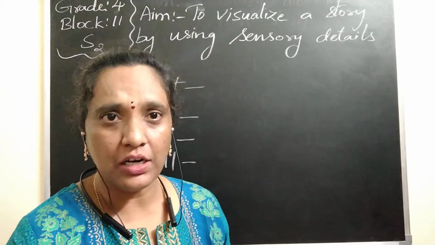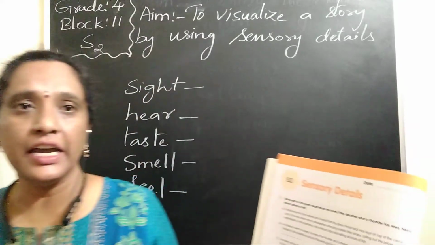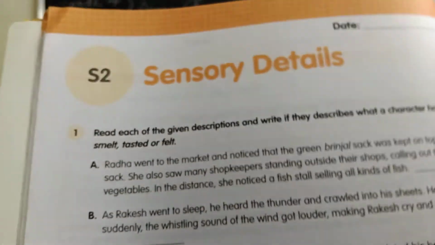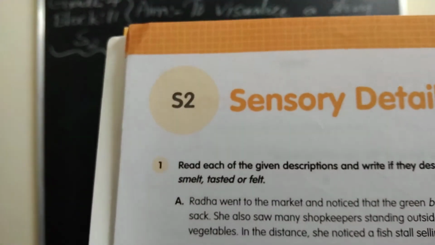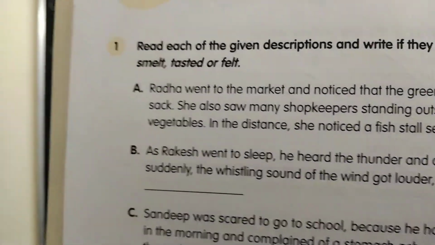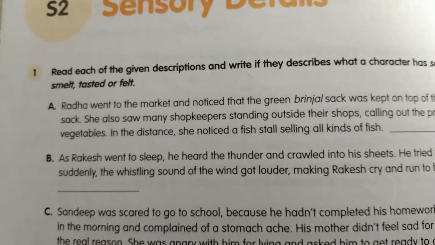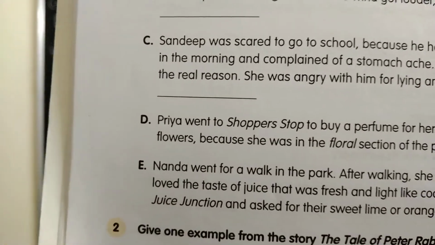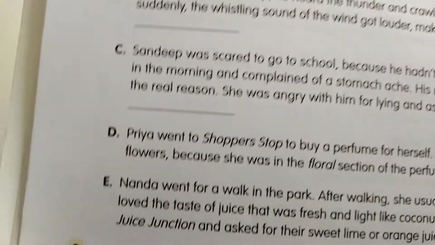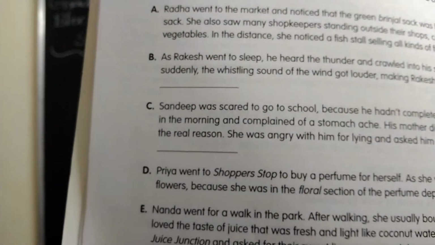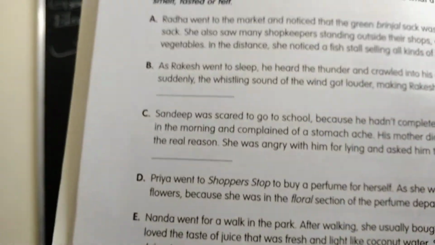Now try to write your workbook, page number 16, Sensory details. Read each of the given descriptions and write if they describe what a character had seen, heard, smelt, tasted or felt. Just read the paragraph. Just by reading the paragraph you can tell whether they are listening, hearing, seeing or smelling. We have topics from A to E. Try to read these topics. If you read these topics, you can understand what sensory parts they use to identify these. Based on that you can complete A to E.